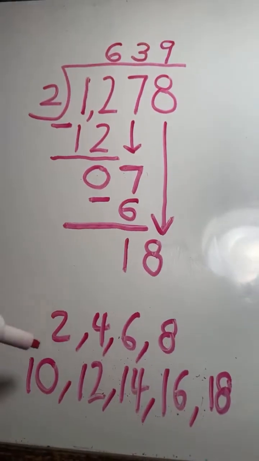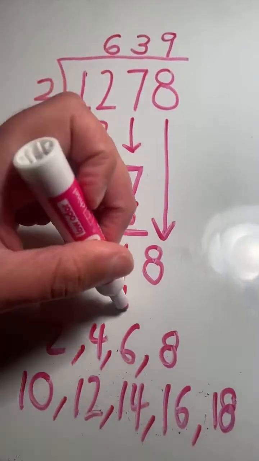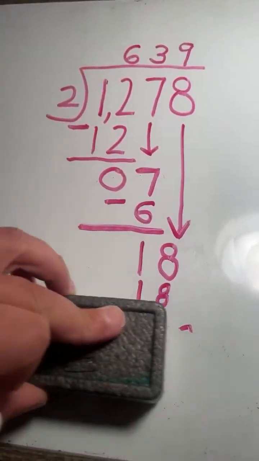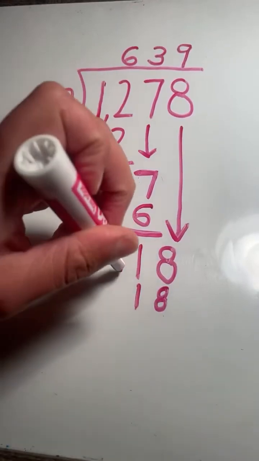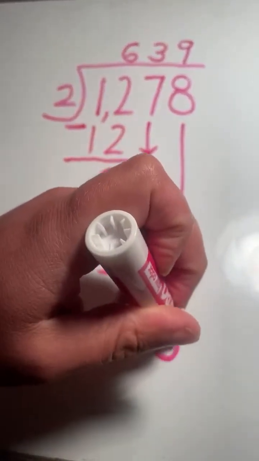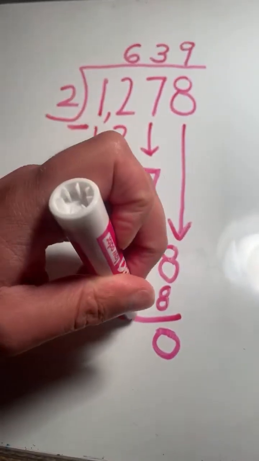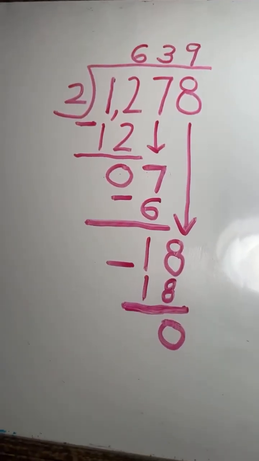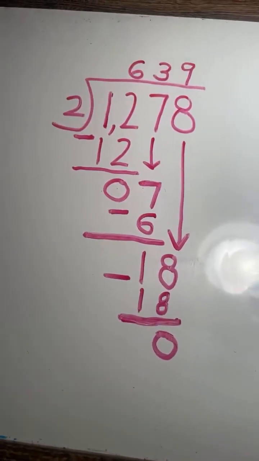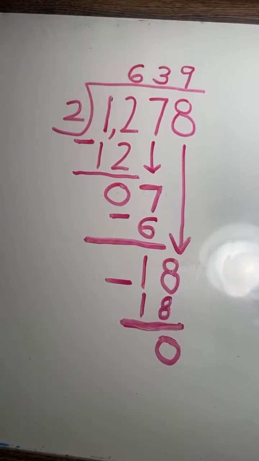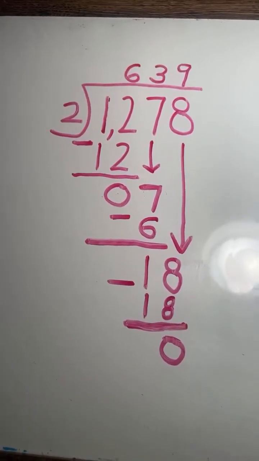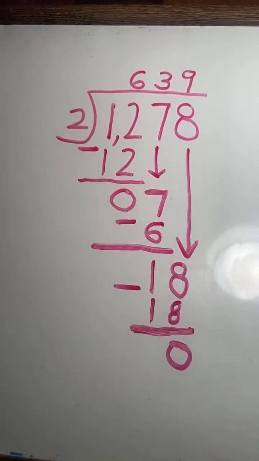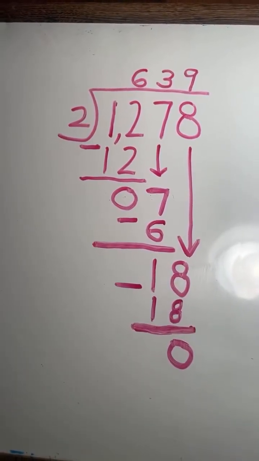Counting by 2s, I ended up landing right on 18. So I'm going to do 18 minus 18. And we have no remainder. 18 minus 18 equals 0, no remainder. So we have our final answer now, 1,278 divided by 2 equals 639.